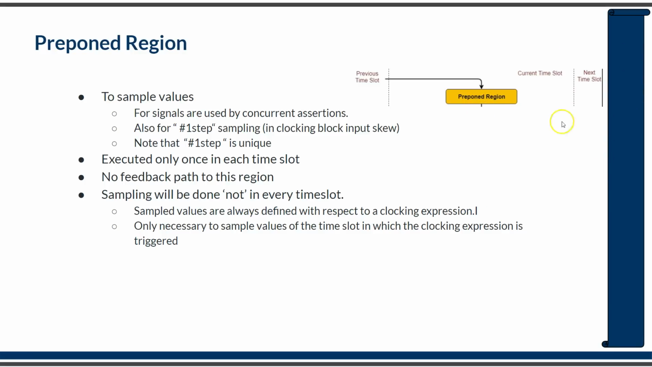One more thing you need to note here is, if you are using a signal with a concurrent assertion or a signal with #1step in a clocking block, its sampling will not happen in every time slot. You have already seen that the set of events will be evaluated only if there is an update to that event. So the sampling will happen only in a time slot if a trigger is happening. Both the concurrent assertion and the clocking block are specified with a trigger point. It could be a clocking expression or the positive edge of a clock, something like that. Only if the trigger event is happening in the current time slot will the sampling of these variables happen in the Preponed region.